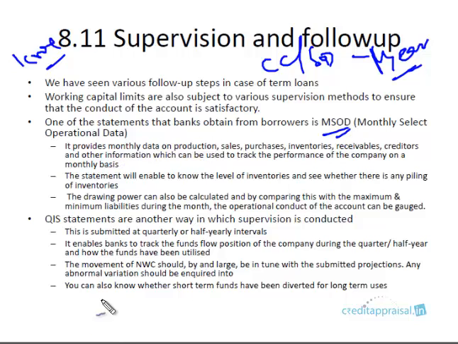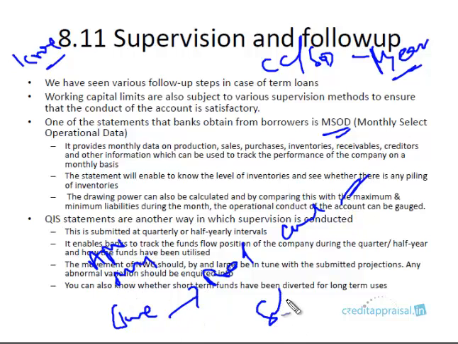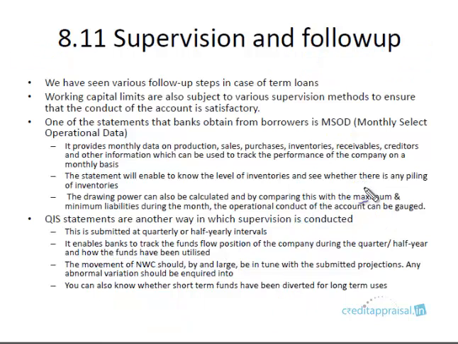Say, for example, we are in June. So for this month, it's going to tell us the production for this month only. Okay, and then the cumulative production, that is from April of this financial year, April, May, June, these 3 months put together, what is the cumulative production. Similarly for sales, sales for this month, cumulative sales. So what it does is it allows the bank to track the performance of the company.